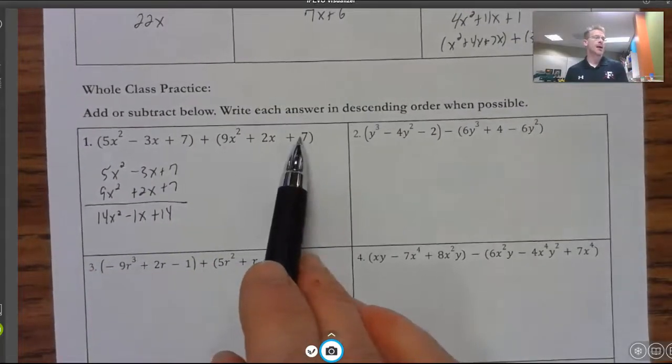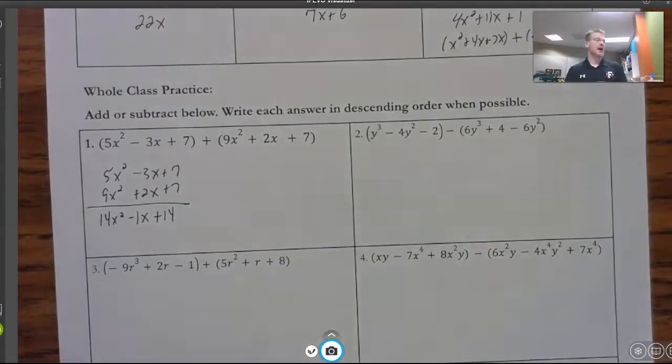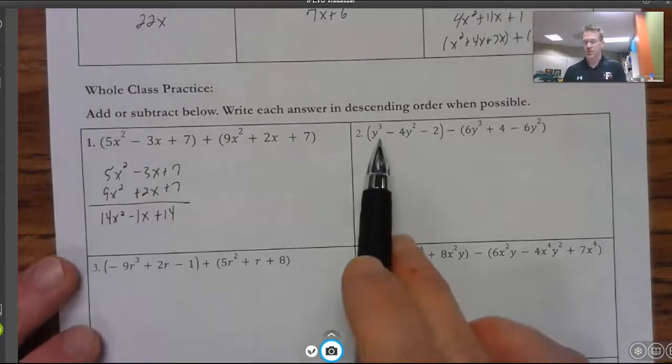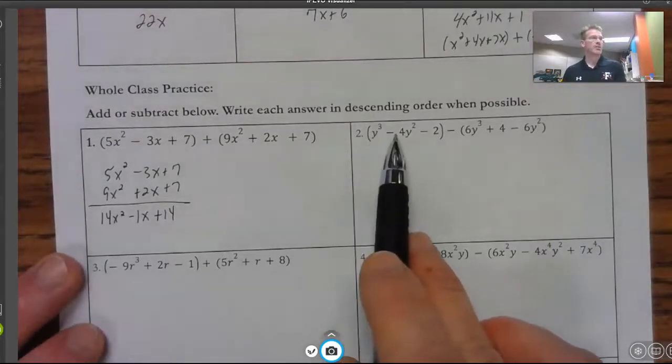But that's not always going to happen. Sometimes they're mixed up, sometimes they're not in order, sometimes you're missing terms. So this allows you to look at everything and then line them up, and account for everything. Okay, so now let's look at number 2. So notice my first polynomial here. I have y cubed minus 4y squared.